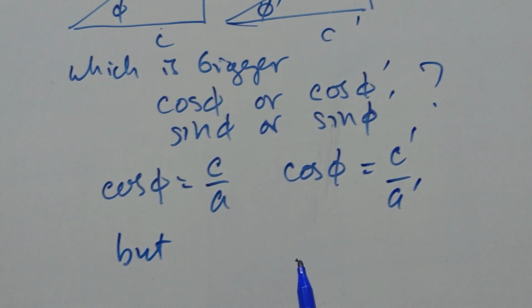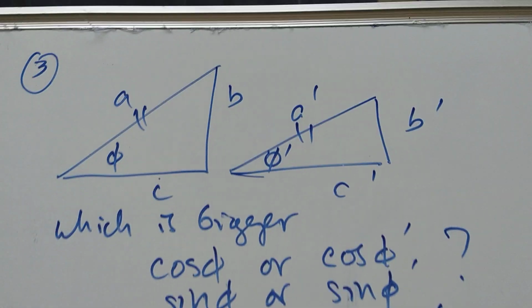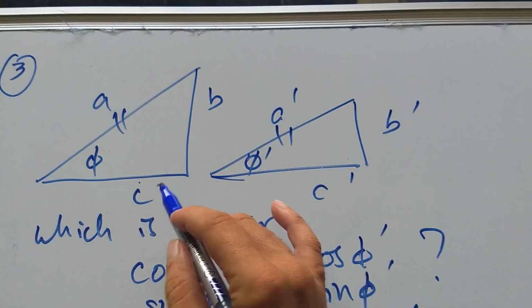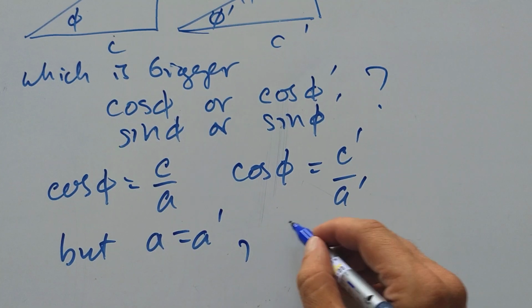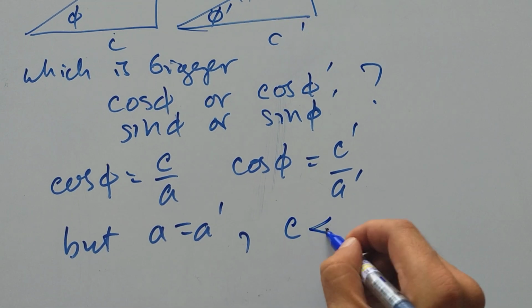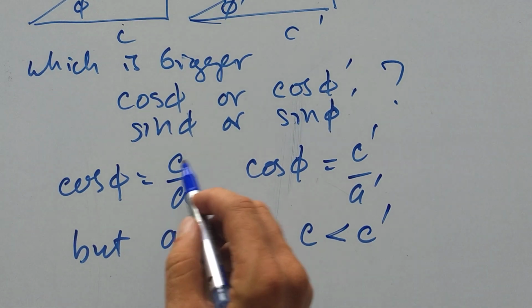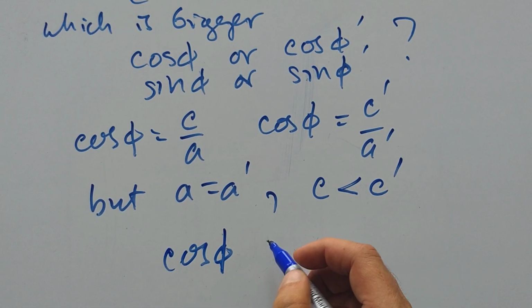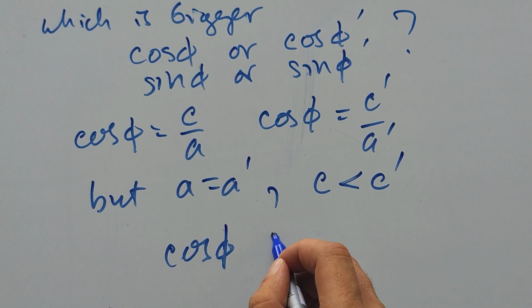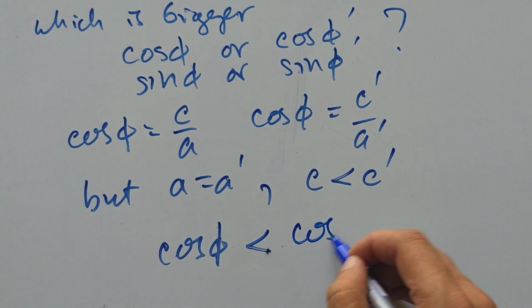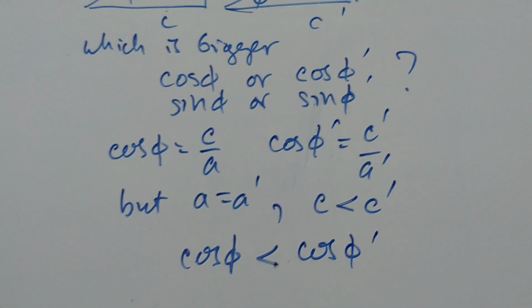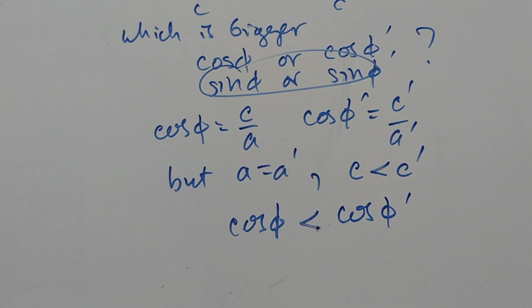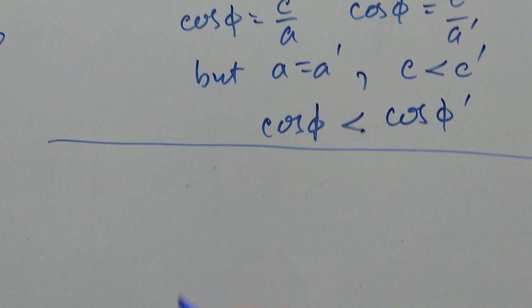But what kind of relationships do we have here? Well, a and a prime are equal. And what about c? C prime is bigger than c, which seems obvious to me. So c is less than c prime, and the a's are equal. So cos phi must be less than cos phi prime. And again, you do the other one. Very interesting. Now, the conclusion of this is a job for you.